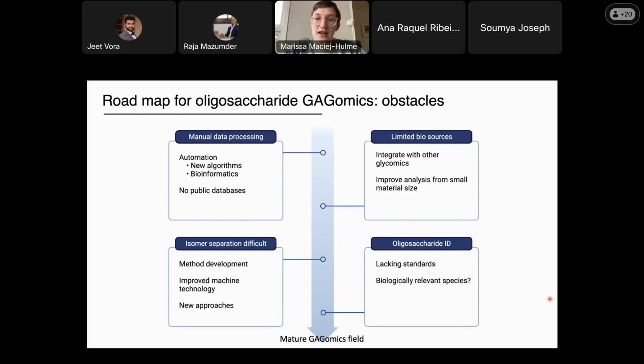Especially, of course, if the samples are precious and or small in size. The trend of single cell and deciphering heterogeneity on a single level is something that cannot be ignored by the proteoglycan field. But considerable work needs to be done to make that a reality. And one of the ways that this could potentially be done is by integrating with other glycomics and improving analyses from, preparation methods from small material size. I will not talk about this further today in this presentation, but I'm happy to discuss it later and it is a current focus for me in the lab.